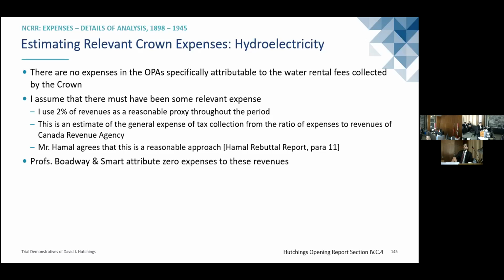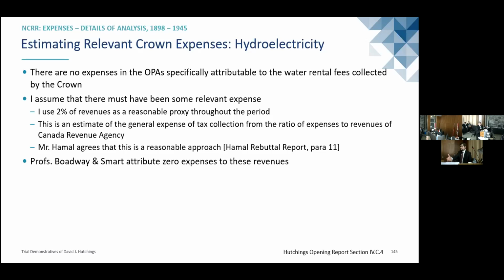So I assume 2% of revenues were the cost of collecting, regulating, and supporting those revenues. That's an estimate based on the general expense of tax collection and other things. If you look at the Canada Revenue Agency, for example, they collect the lion's share of the taxes. It costs them between 1% and 2% to operate. So I take that number. It's a small number, but again, the hydro facilities aren't moving, but somebody does have to collect the payments and calculate the correct amounts.